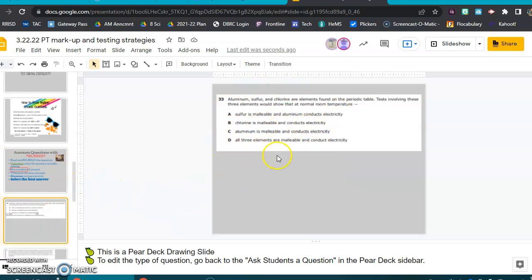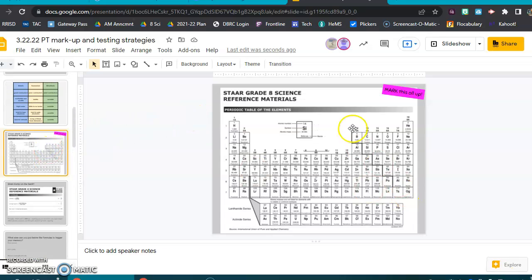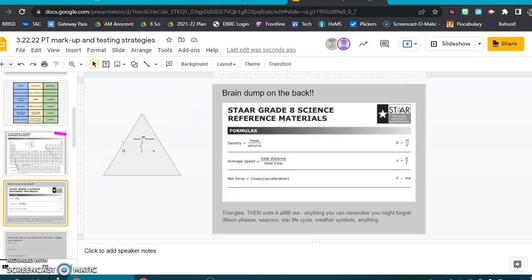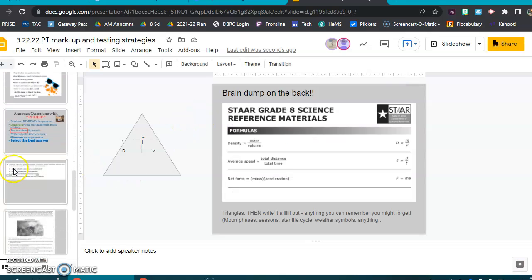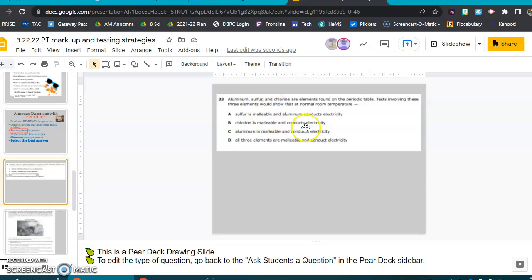So on this, we would look at this and we would say aluminum, sulfur, and chlorine are elements found in the periodic table. So we have a periodic table in front of us. Tests involving these three show that at normal room temperatures, sulfur is malleable. So if we go back here, sulfur is in the nonmetals, so that can't be malleable. That one is wrong because it says "and," so you have to meet both requirements. Chlorine is malleable? Well, we said that was a gas, so no, can't pound it out. Aluminum, yeah, is, and it conducts electricity, sure. All three? Well, right away, all three is wrong because sulfur and chlorine didn't meet the test.